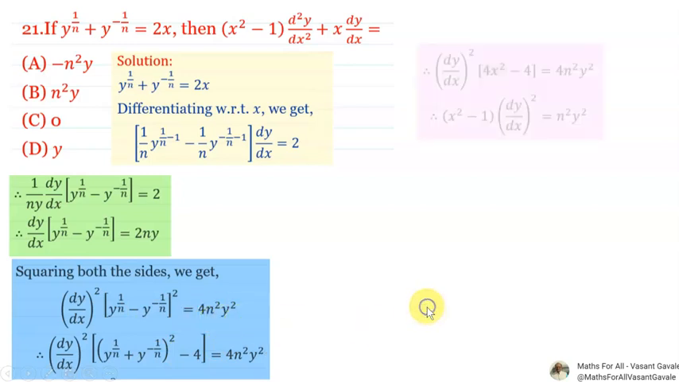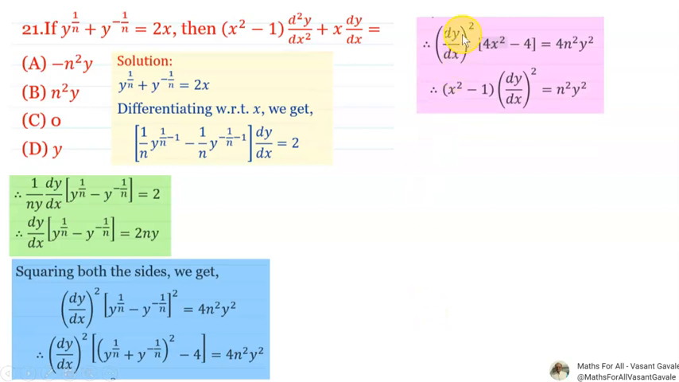Tough example here. Next, dy by dx bracket square. But what is the value of this? The value of this is y raised to 1 upon n plus y raised to minus 1 upon n. The value of this is 2x.